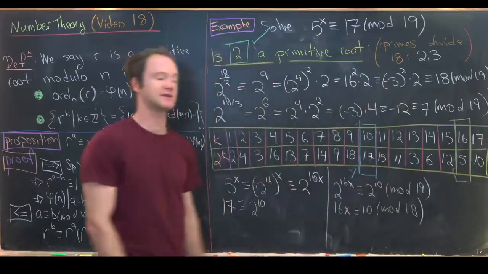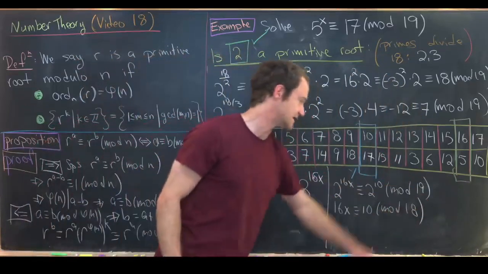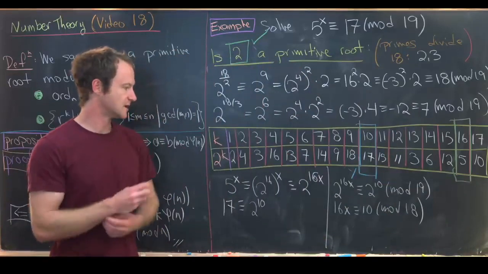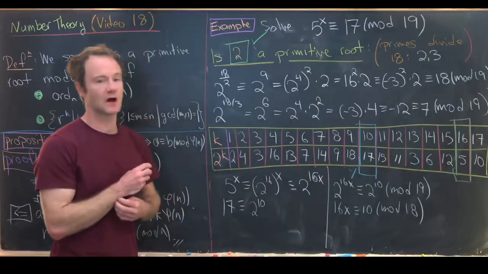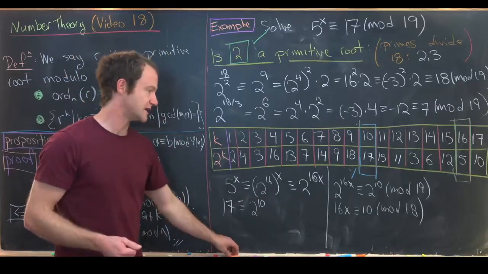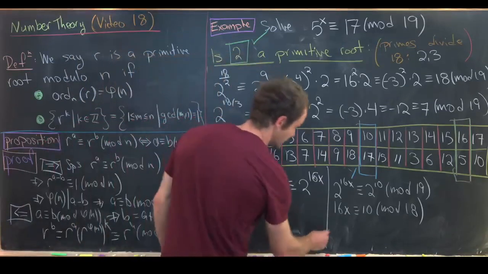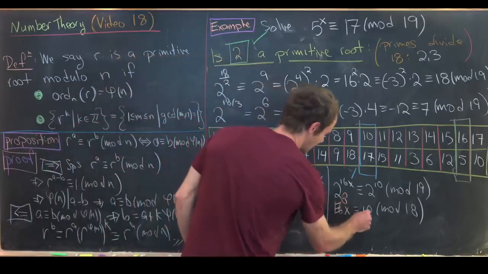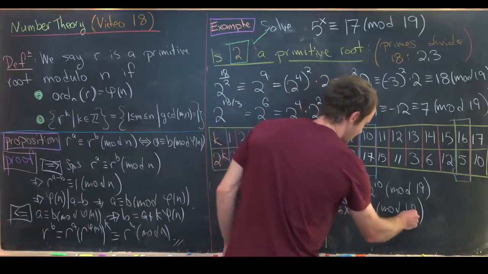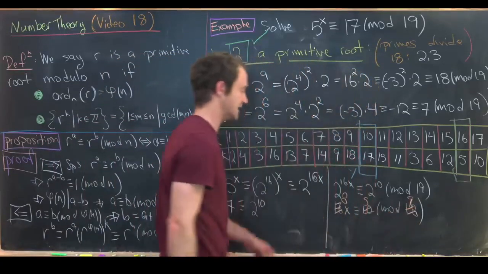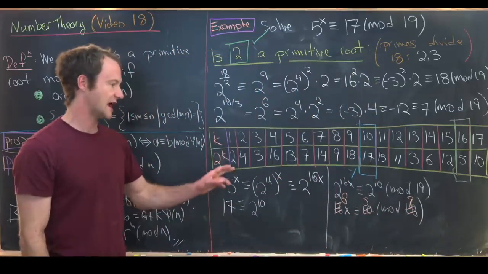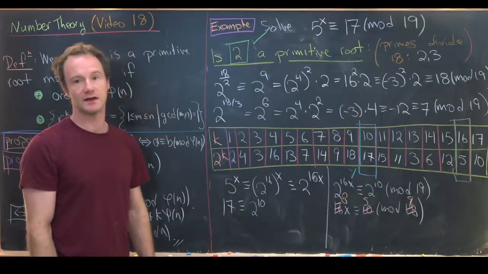If we pull the exponents down, we have to apply phi to this number right here. But now let's notice that all of those are even. So that means we can divide them all by 2. So we can divide this by 2, we'll have 8, this by 2 we'll have 5, and this by 2 we'll have 9. So we really need to solve 8x is congruent to 5 mod 9.